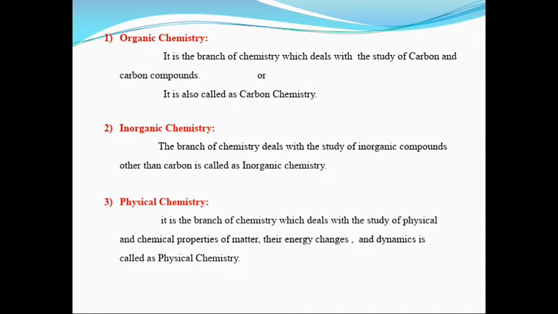It is the branch of chemistry which deals with the study of physical and chemical properties of matter. We try to study the physical and chemical properties with energy changes. So what is studied in physical chemistry? Basically energy changes and dynamic changes. Heat changes, energy changes, physico-chemical properties study, application of physics principles to chemistry, that is mainly studied in physical chemistry. Okay. So these are basic branches.